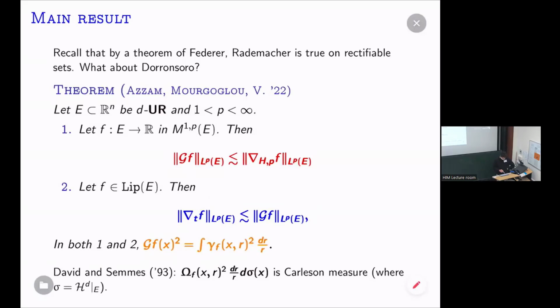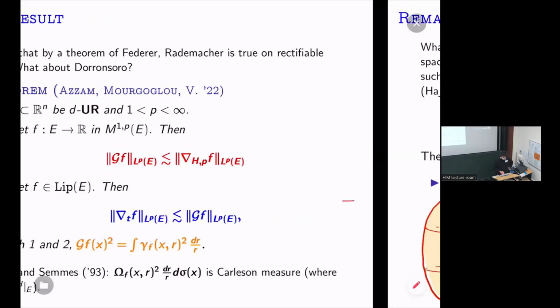I remark that both in 1 and 2, the square function is somehow similar to the Dorronsoro square function, with this omega quantity, but is also a bit different, as we'll see later. Let me also remark that something similar was proven by David and Semmes only for Lipschitz functions, in the sense that this quantity, with sigma the Hausdorff measure restricted to our set, is a Carleson measure. But of course, this is more general. There are lots of things that appeared here that I haven't defined, so let us go through them.